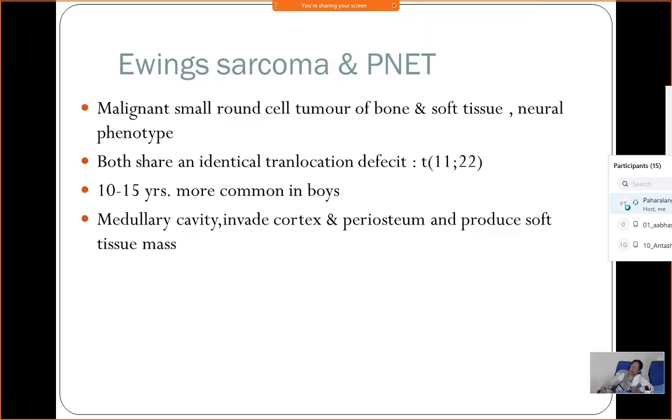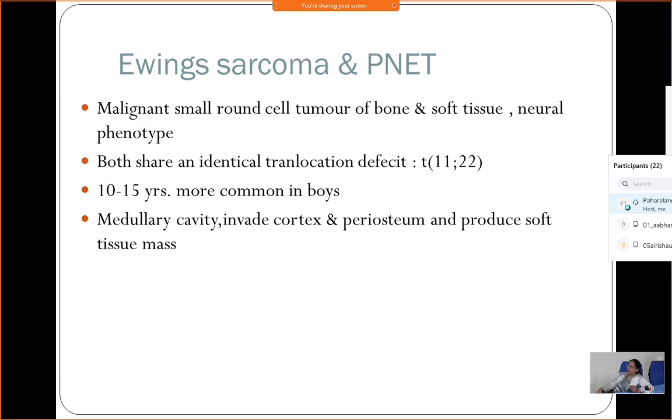So coming to the most important tumor, that is Ewing sarcoma, which is also called PNET. Earlier we used to differentiate Ewing sarcoma and PNET as 2 different categories. But now we know that both belong to a similar category, because both share an identical translocation, that is translocation 11 to 22. You have to remember this, because many times we ask an objective question, what is the translocation that happens in Ewing sarcoma? So it is translocation 11 to 22, and it falls under the category of malignant small round cell tumor of the bone and soft tissue with a neural phenotype.